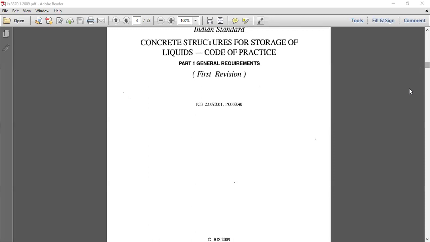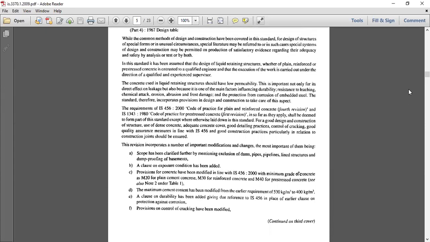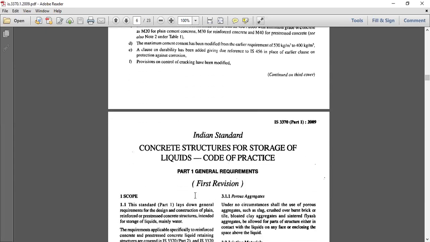Okay, so you can just download these IS codes online. It is available free. Okay, otherwise if you want, I can upload this on Moodle account also. Otherwise you can get this online also. So this is part 1.